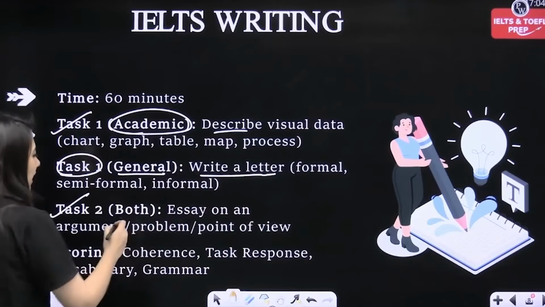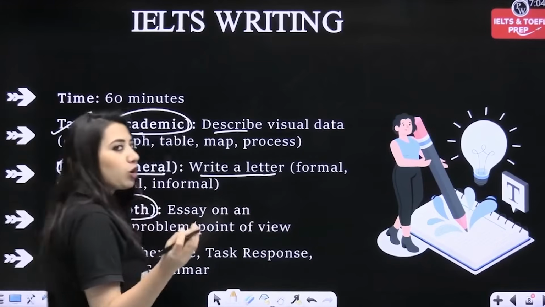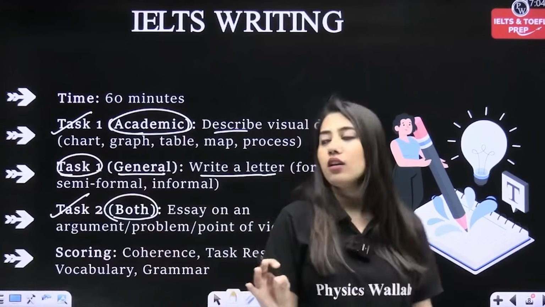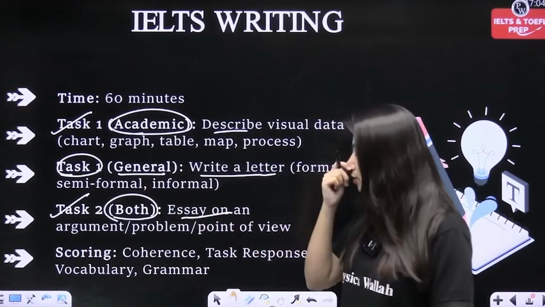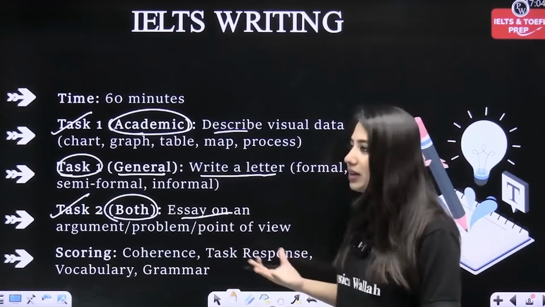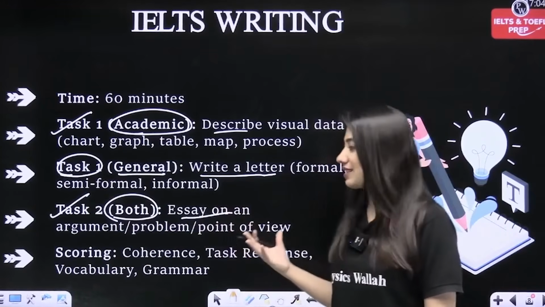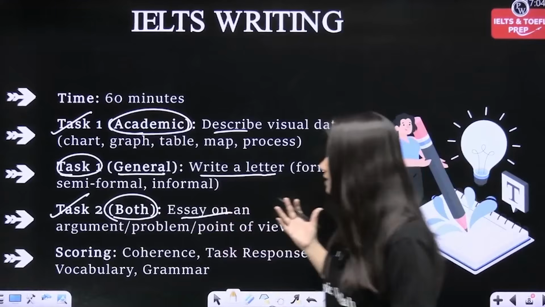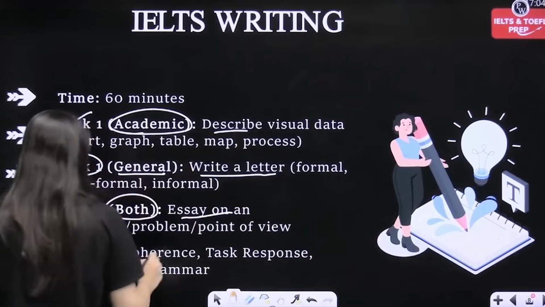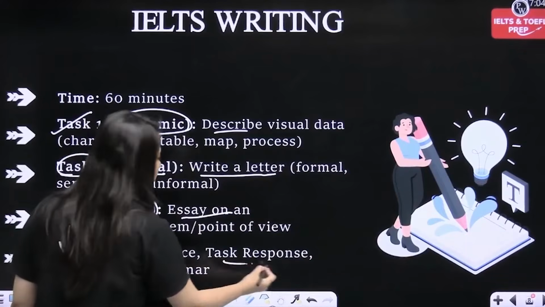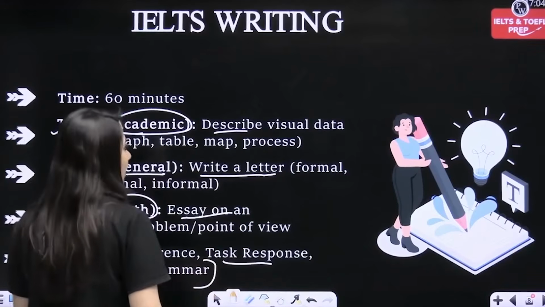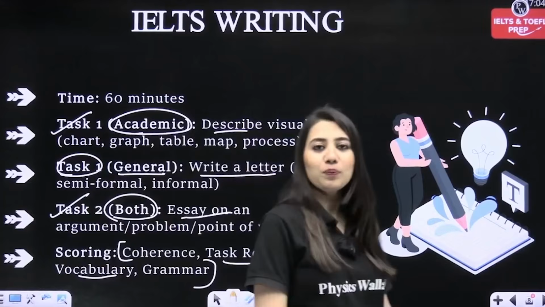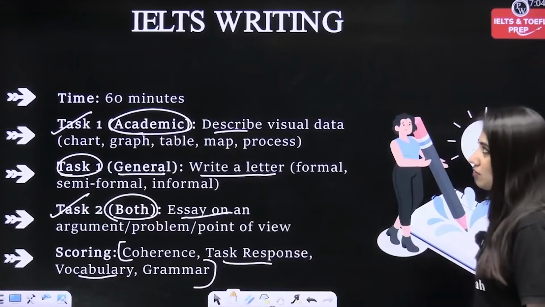Then task 2 is the same for both of them, be it academic or non-academic. You will have essays to write. It can be an argumentative essay, an opinion-based essay or a point of view kind of essay. So here you need to have coherence. You need to respond to the task properly and also keep your vocabulary and grammar intact. So these are your parameters.